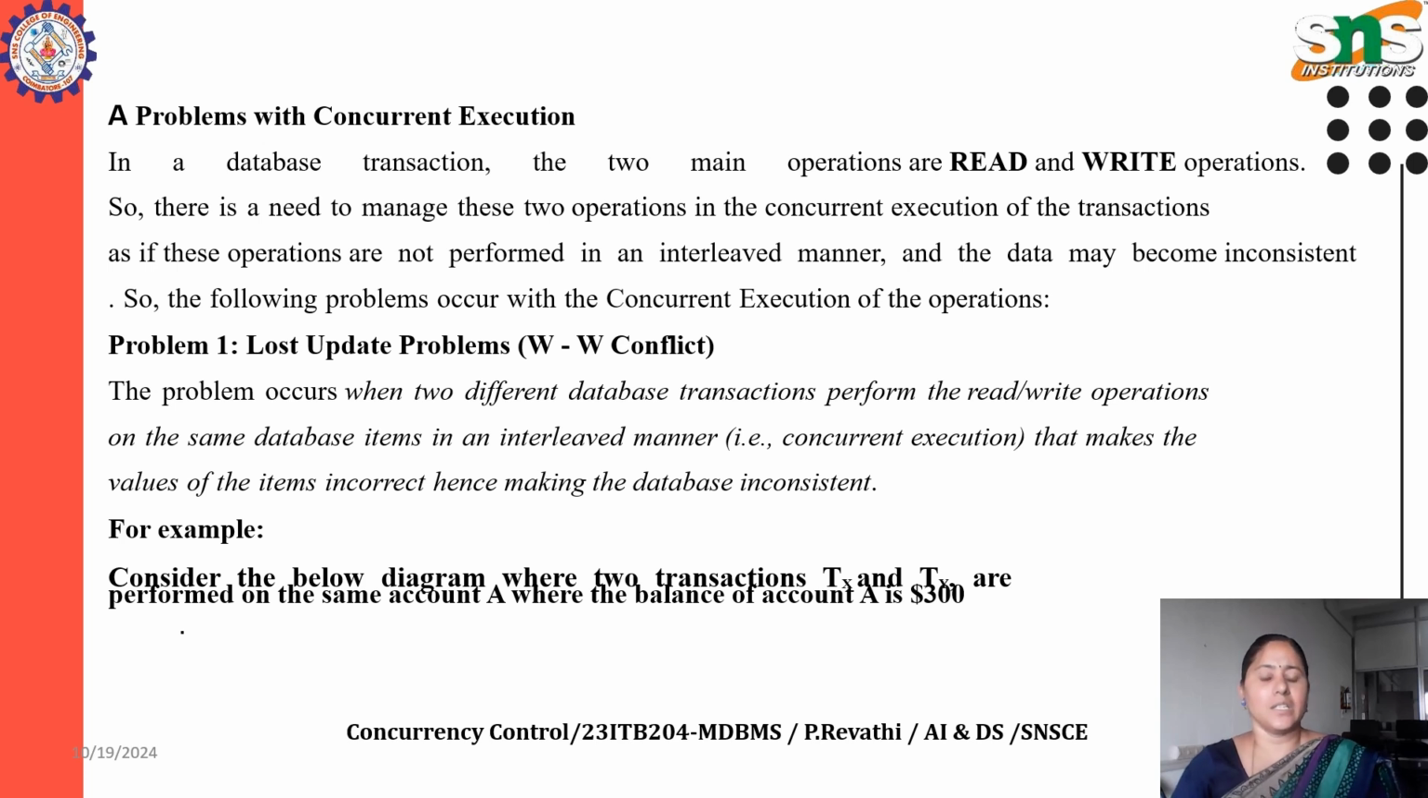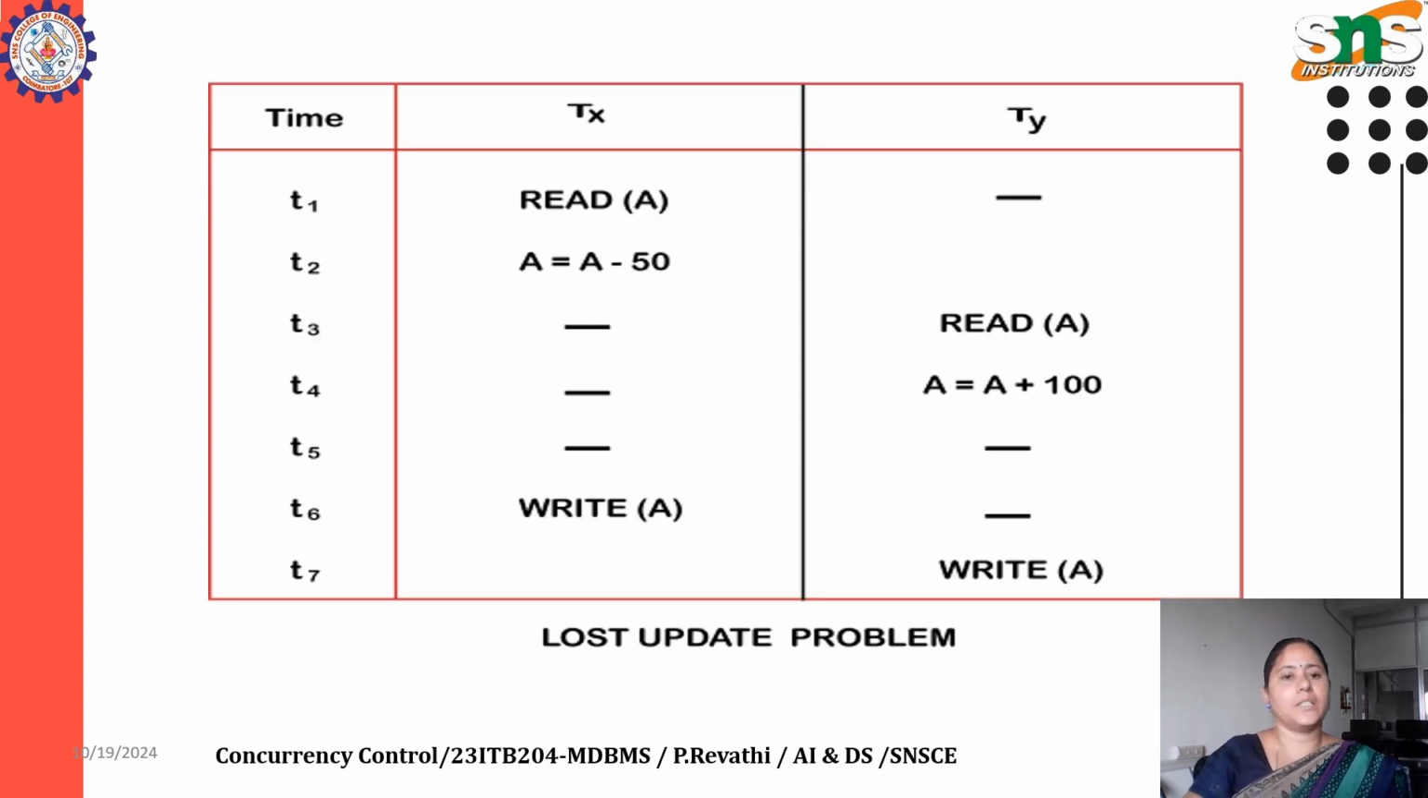For example, consider the below diagram where two transactions Tx and Ty are performed on the same account A, where the balance amount of A is 300. At time T1, transaction Tx reads the value of account A. The A value is 300. At time T2, Tx transaction deducts 50 rupees from account A.